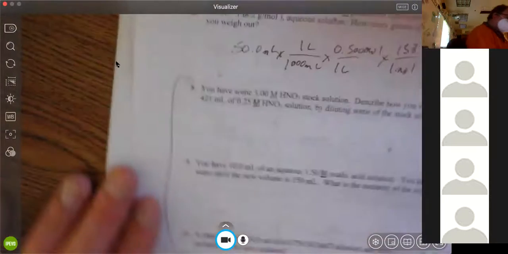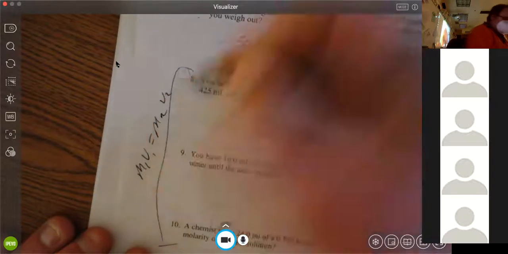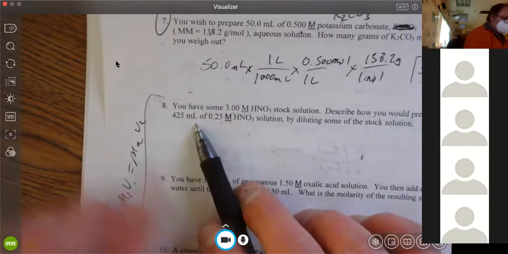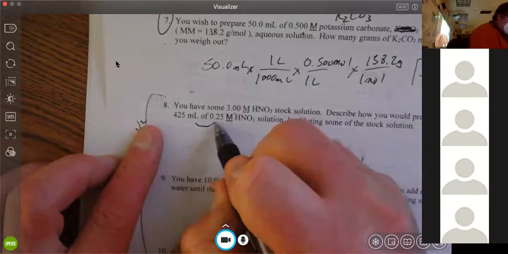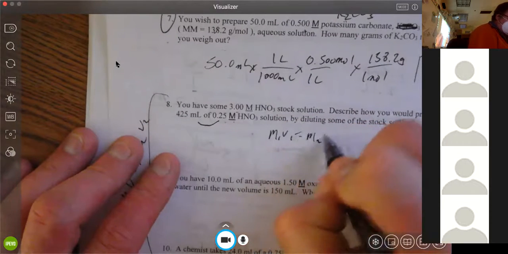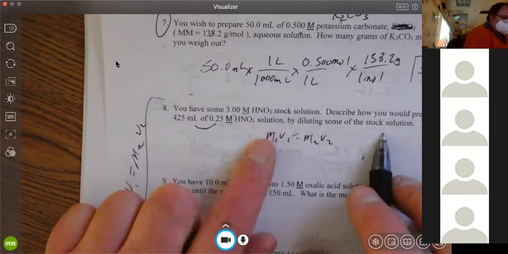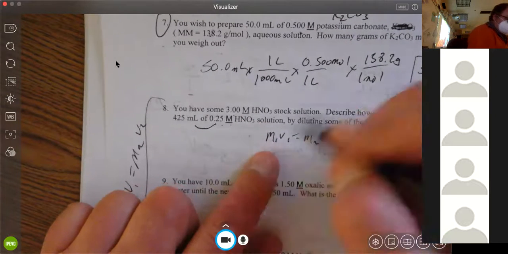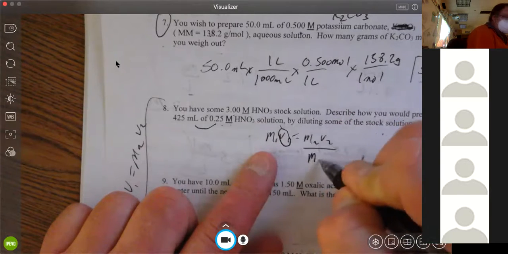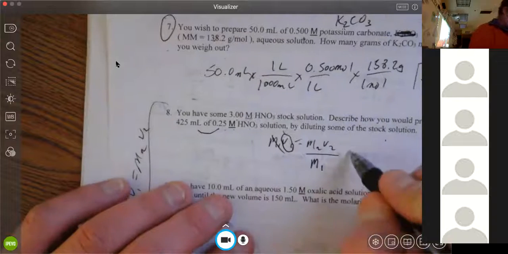This next set is the new stuff. It's M1V1 equals M2V2. So you have this. Describe how you would make this. This means that these two go together. So we have M1V1 equals M2V2. We want the volume of the stock solution. We want V1. So we need to divide both sides by M1. That will cancel it out here.